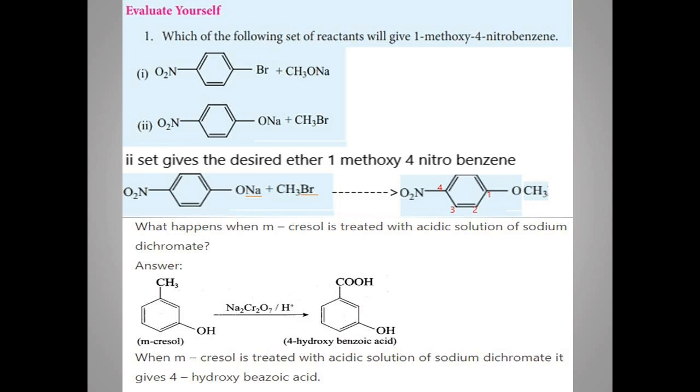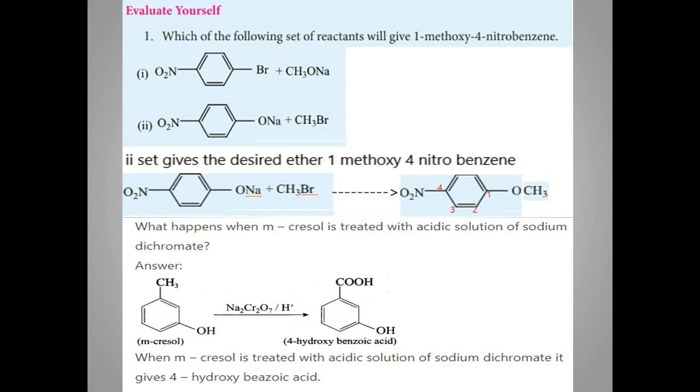This is evaluated, given on page number 132. First question: which of the following gives the desired product 1-methoxy 4-nitrobenzene? The first never gives the desired product because bromine is directly attached to the benzene. That bond is short and strong. It never breaks, so the bromine never goes with the sodium.